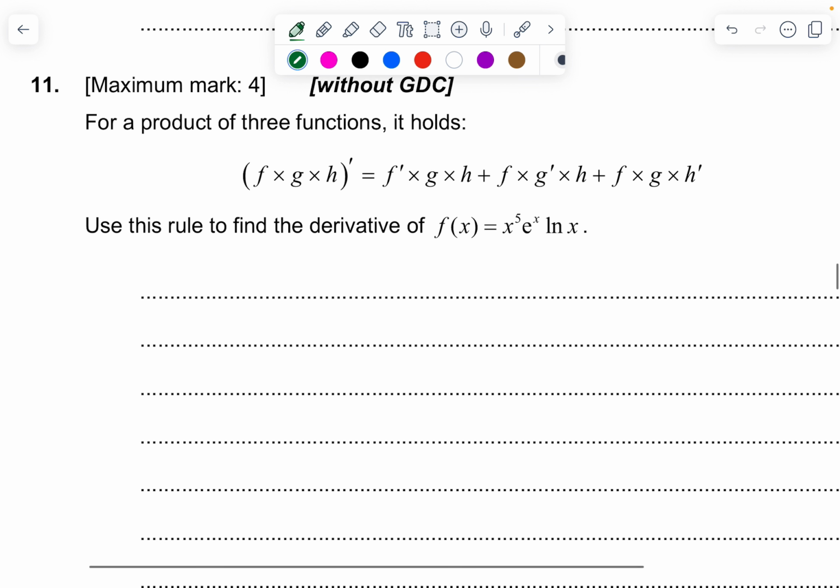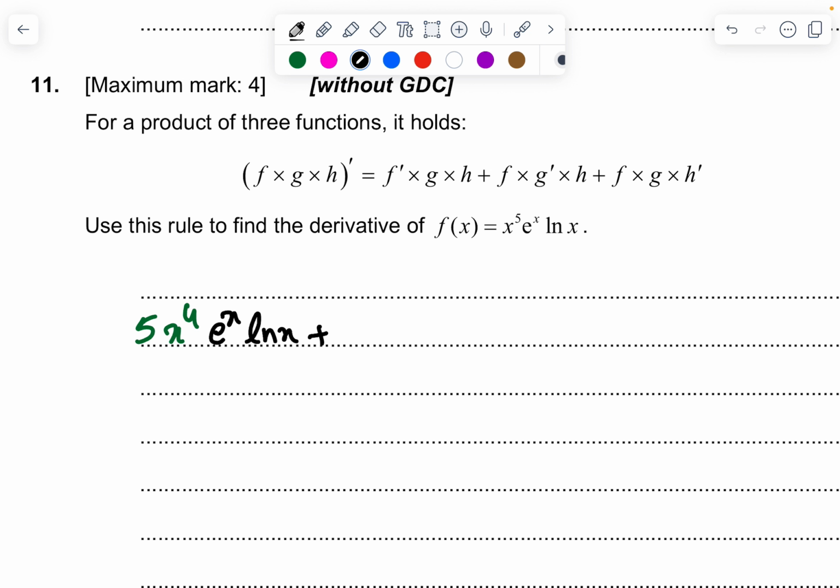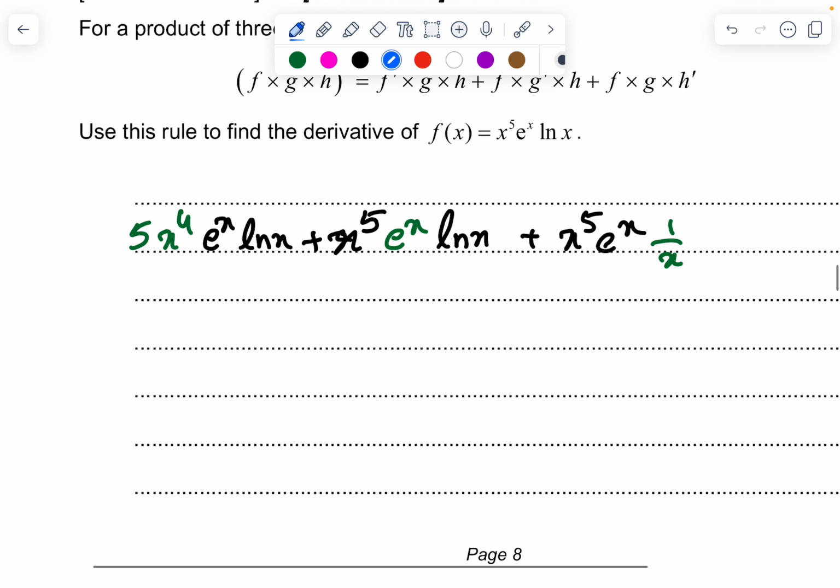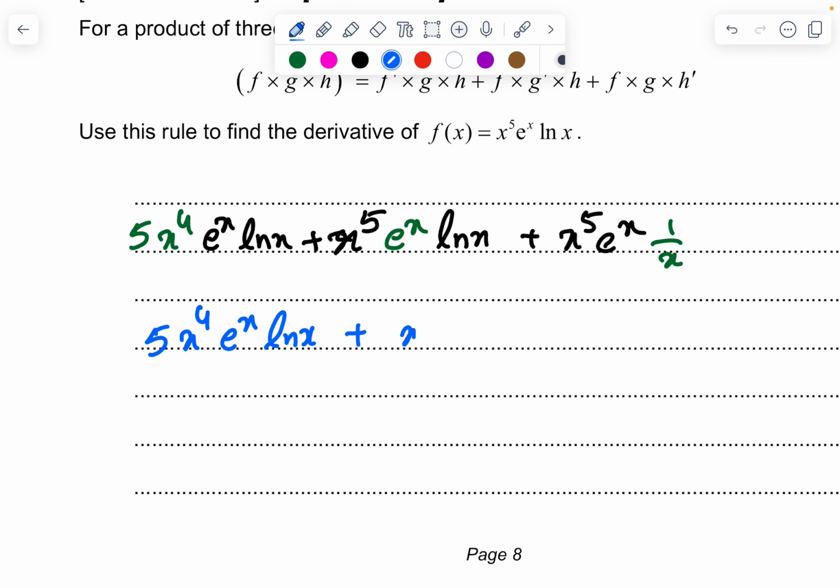So first find the derivative of the first function, which is 5x to the power of 4. The other two functions are as they are, e power x and ln x. Next, x to the power of 5 as it is, e power x derivative is e power x, and ln x as it is. Next, x power 5, e power x as it is, ln x derivative is 1 upon x. So we simplify and write, it becomes 5x to the power of 4 e power x ln x plus x to the power of 5 e power x ln x plus x to the power of 4 e power x.